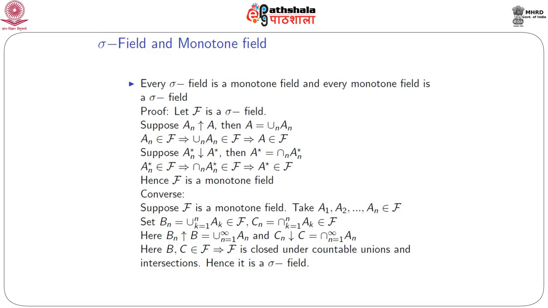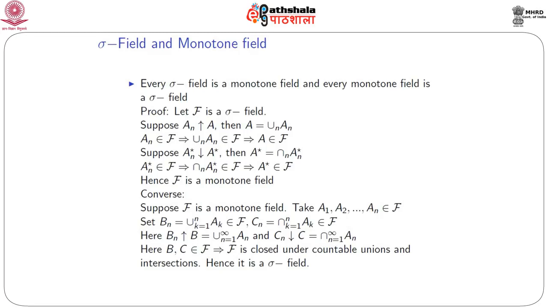Suppose a n star is decreasing in n and its limit goes to a star, and a star is nothing but the intersection of all these sets. Then a n star belongs to script f. We know this. This will imply their intersection will also belong to script f, and that means a star belongs to script f. Hence, we say that script f is a monotone field. So, if script f is a sigma field, it is a monotone field.